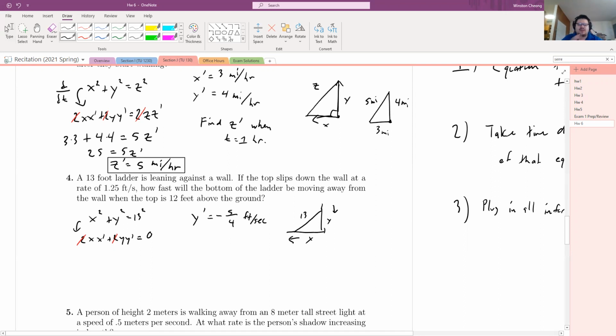There are ways to sanity check your answer. If you get a negative quantity when you expect the quantity to actually be increasing, well, that means that you probably made a mistake somewhere. Try to find where that mistake is. Okay, right, so y prime I translated. We're looking for x prime. If we translate that last part, it says find x prime when the top is 12 feet. So when y equals 12 feet.